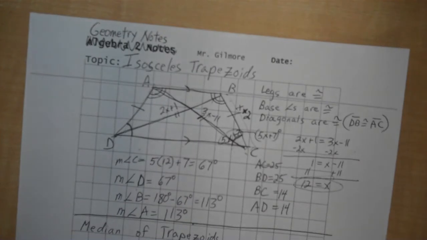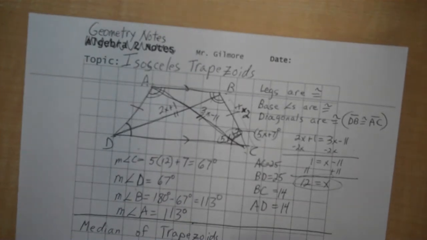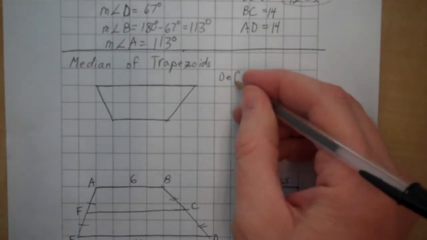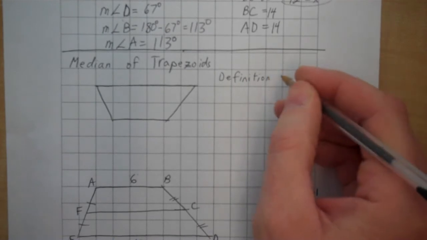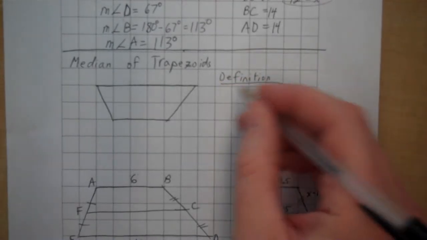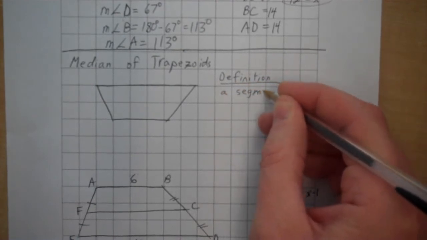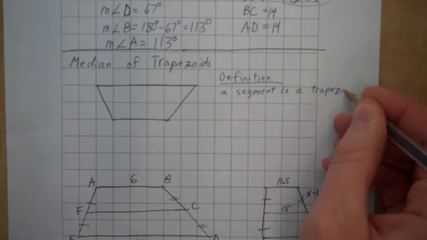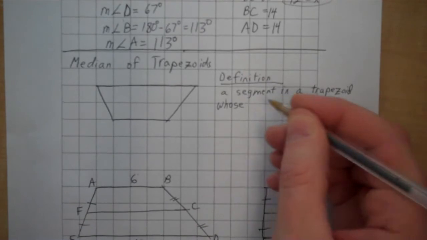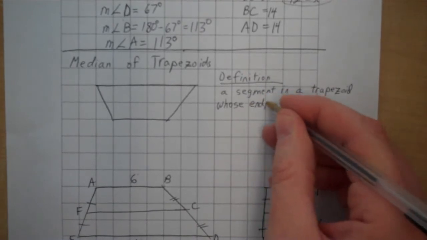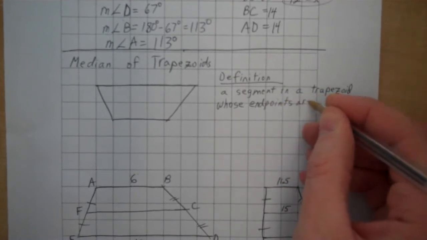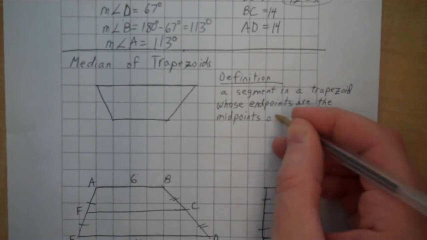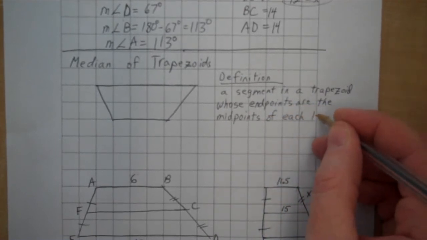Now the next thing I want to talk about are the medians of trapezoids. And the definition of the median is a segment in a trapezoid whose endpoints are the midpoints of each leg.